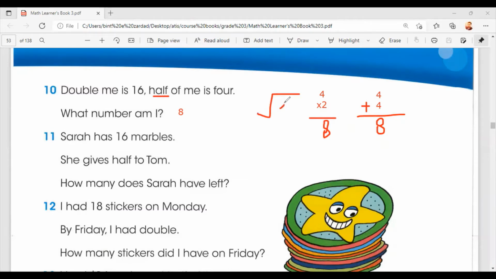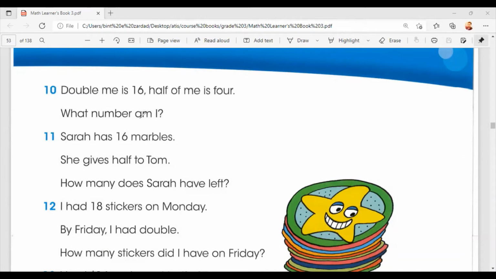So what is the half of 8? 8 divided by 2. 2 multiplied by what equals 8? 2 four times equals 8. 8 minus 8 is 0. So half of 8 is 4. When we are making half of 8, it's coming 4. And when we are making double of 8, it's coming 16. Up to 10, it's similar. Now a little bit of change.